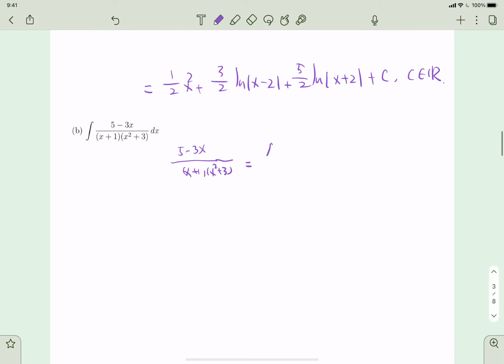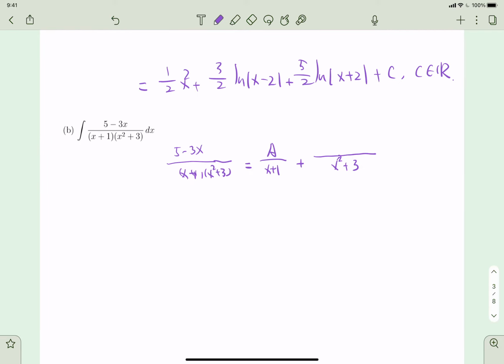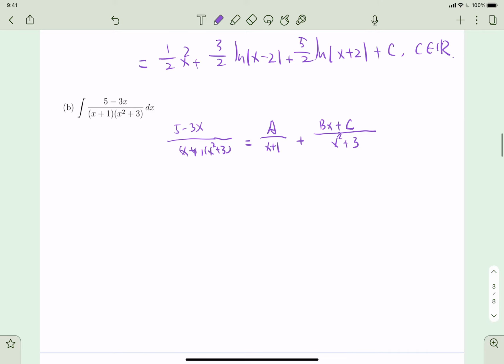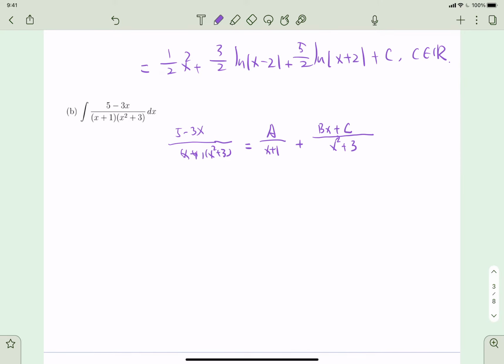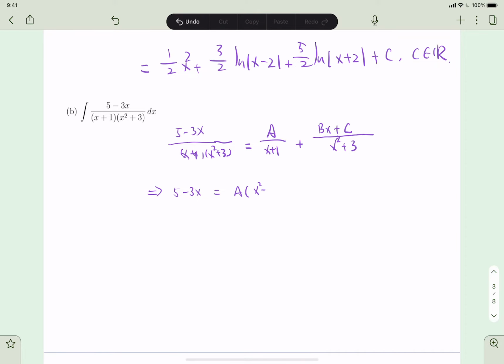set this equal to A over the first factor, that is x plus 1, okay, and plus the second factor, x squared plus 3. Because it's of degree 2, our numerator is going to have two terms, bx plus c, right? And then also multiply this through: 5 minus 3x equals a times x squared plus 3, plus bx plus c times x plus 1, okay?